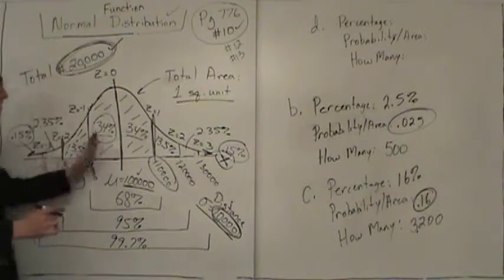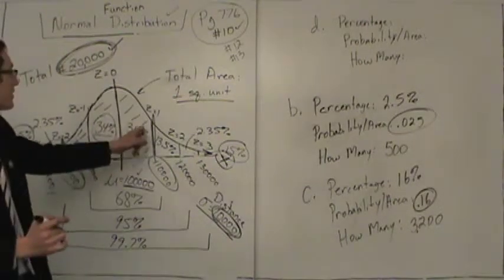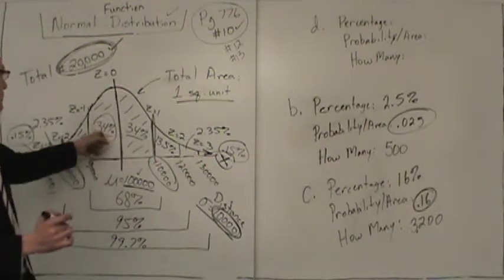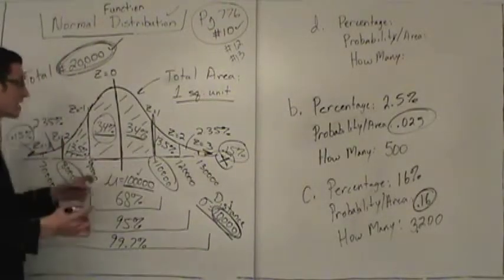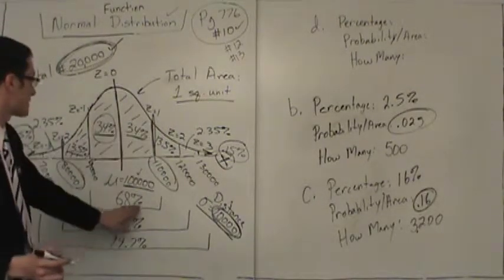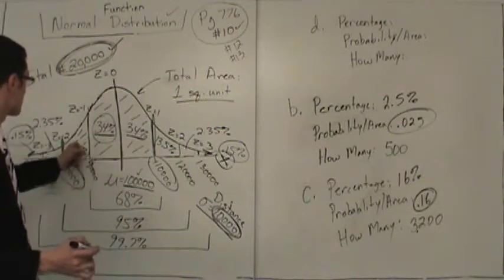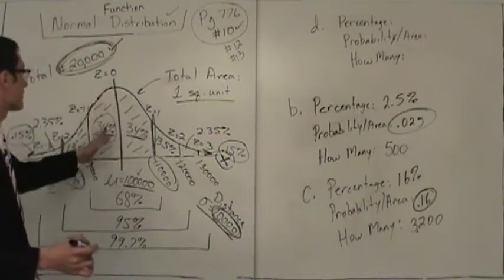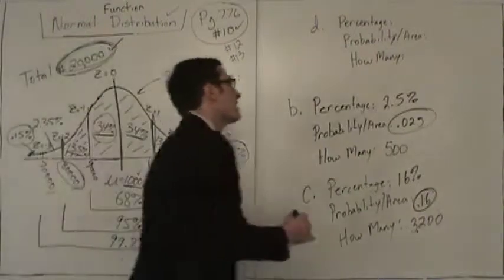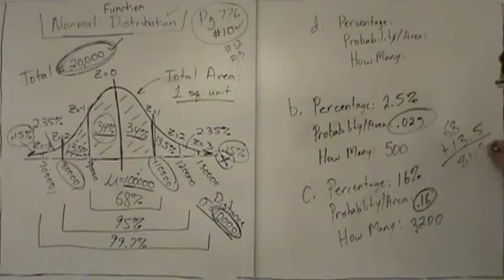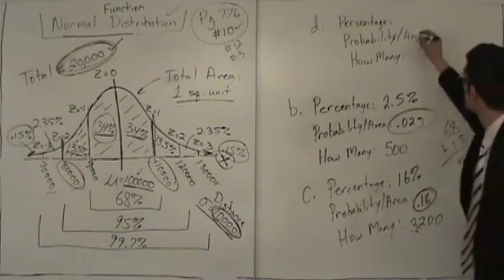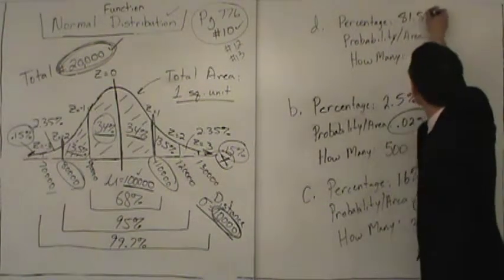Highlight these three areas. So we're adding up 34% plus 34% plus 13.5%, all three of these. And 34 plus 34 is obviously 68%, plus the 13.5. 68 plus 13.5 gives 81.5%. So we get a percentage of 81.5%.